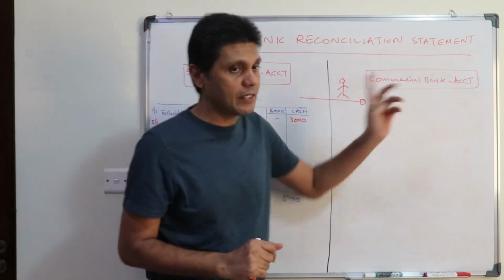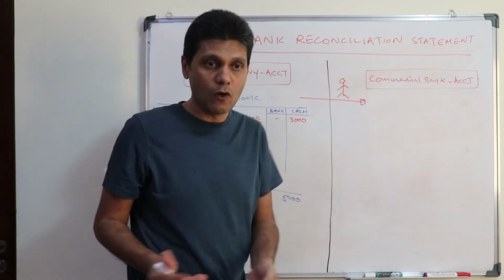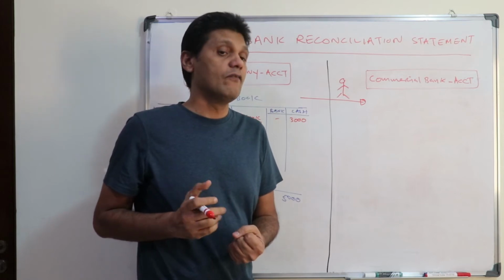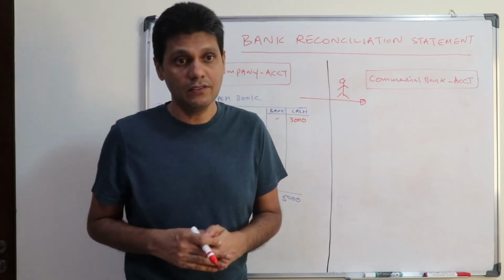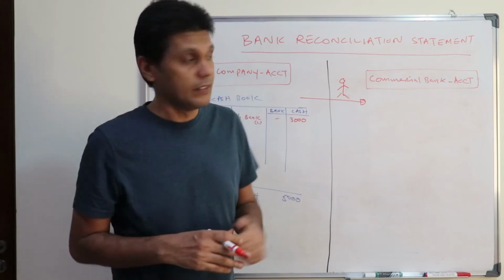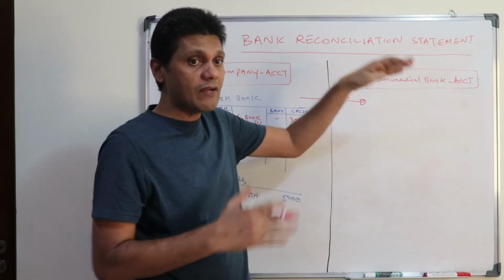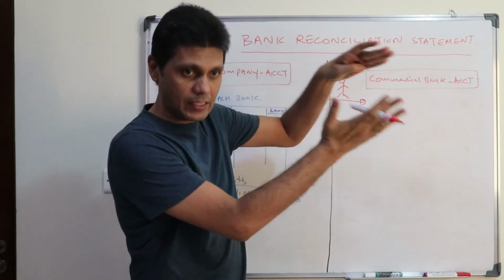Okay, commercial bank accountant, what will he do the moment he receives cash? He will record the transaction. Where will he record the transaction? In the cash book. Yeah, he receives cash. So therefore, the commercial bank will maintain a cash book.